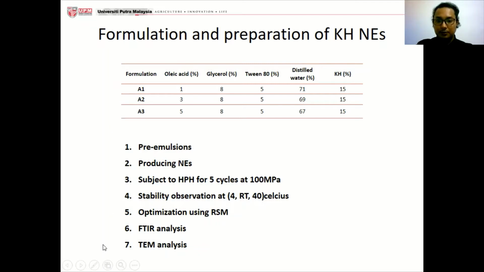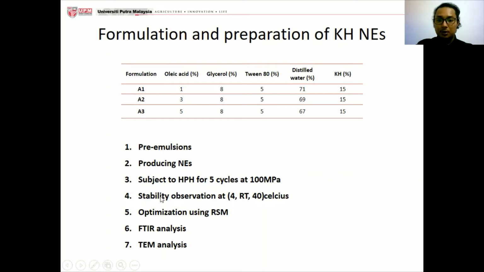Below, I have listed the procedure I have been doing for my final year project. First, I need to prepare the pre-emulsions. After I have prepared the pre-emulsion, I will produce the nanoemulsion by subjecting it to HPH, which is high pressure homogenizer, for 5 cycles at 100 megapascals. Then I will observe the nanoemulsion for stability at three different temperatures: 4 degrees Celsius, room temperature, around 27 to 28 degrees Celsius, and 40 degrees Celsius.